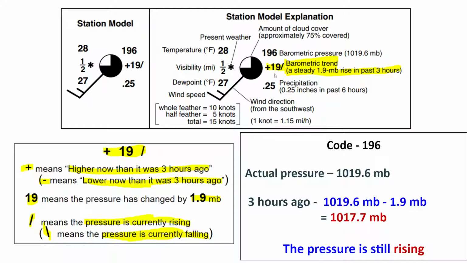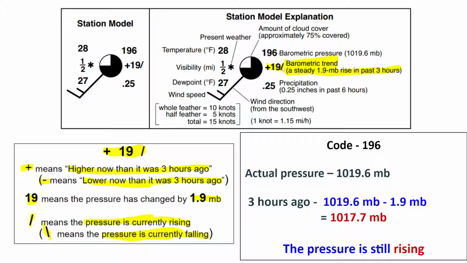The 19 here actually just means, if you add a decimal to the middle, that the pressure changed by 1.9 millibars. So if the pressure is higher now than it was 3 hours ago, now it's 1.9 millibars higher than it was 3 hours ago. Now, if you had a negative and the pressure is lower now than it was 3 hours ago, then the 1.9 would mean that whatever pressure you have right now, that pressure is 1.9 millibars lower now than it was 3 hours ago.